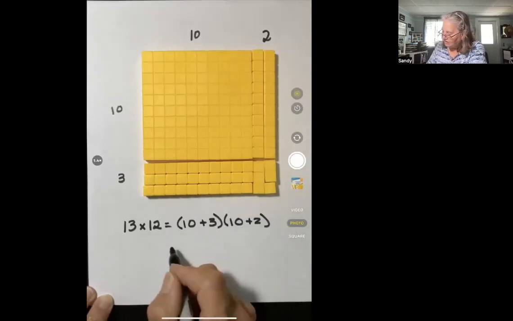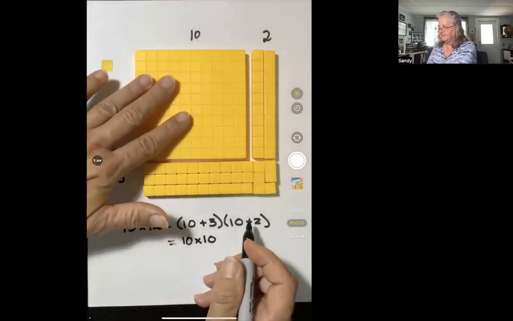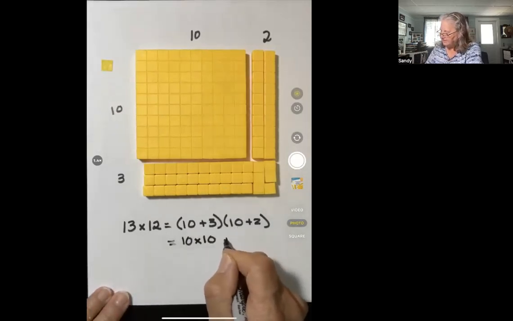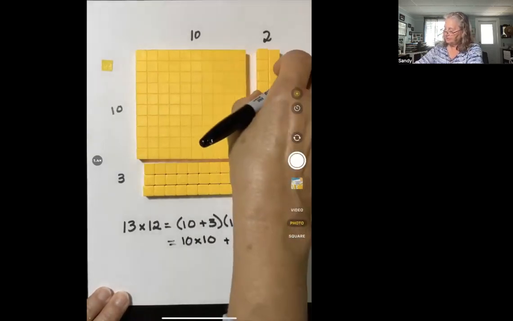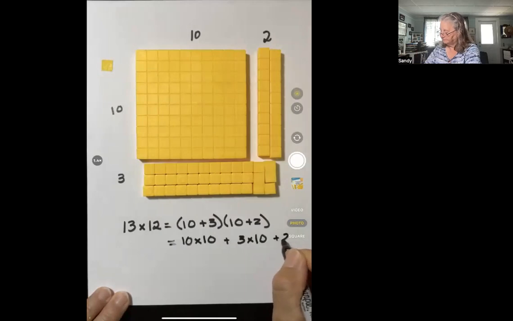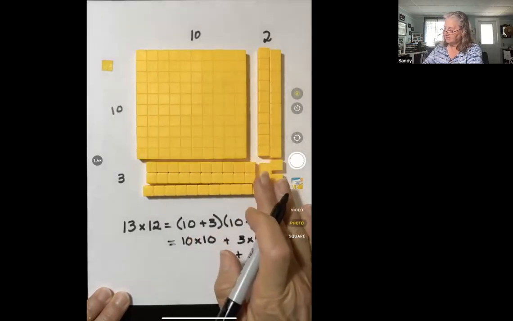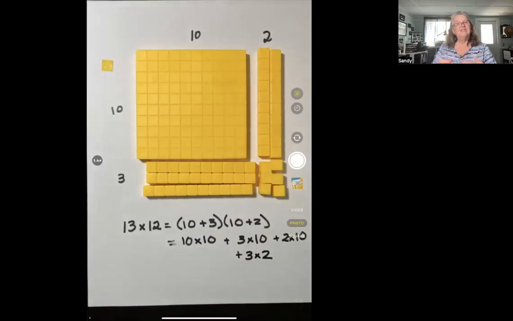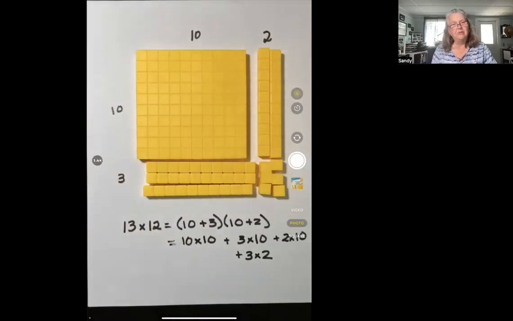But if you think about it, what do I have? I have a 10 by 10. Here's this right here. I've got 3 10s. I've got 2 10s. And then I've got these 3 2s. See, it's a very geometric way of approaching the distributive property. And base 10 blocks let us do this.